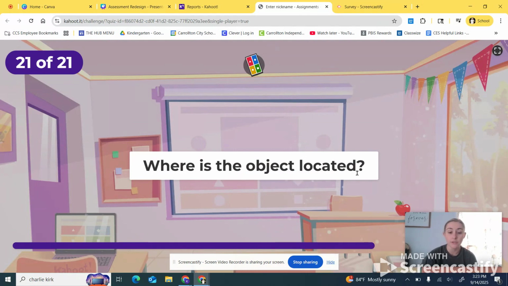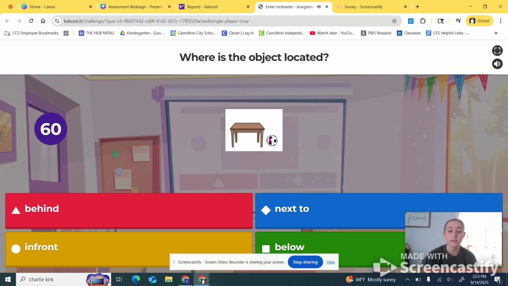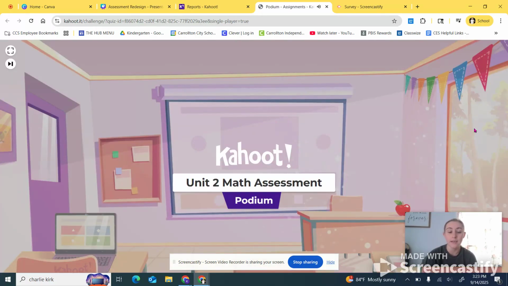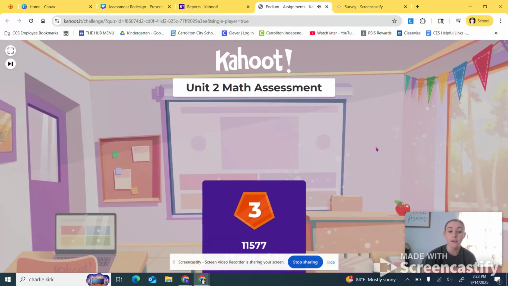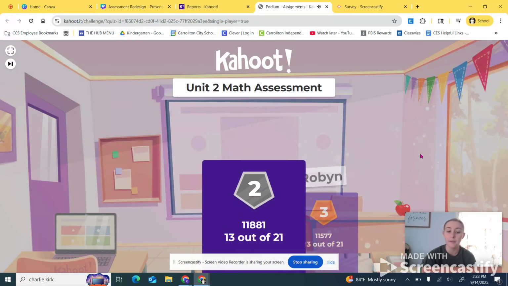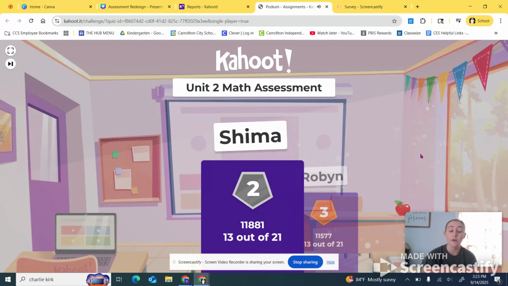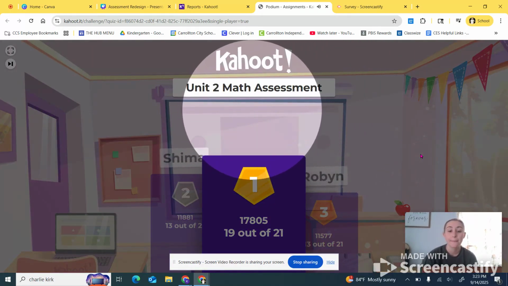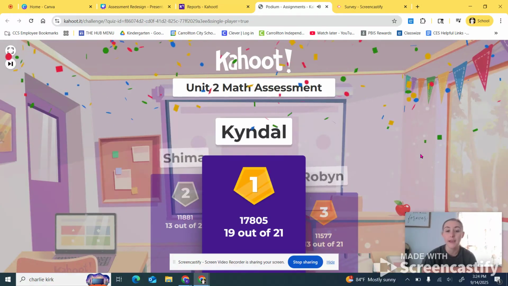And then where is the object located? The object is located behind, in front, next to, or below. Once again, these were the same order as the last question, and the answer is next to the object. And then once again, it tells them what their score is and who came in first, who came in last, or who came in third, second, and first, showing who won the game.